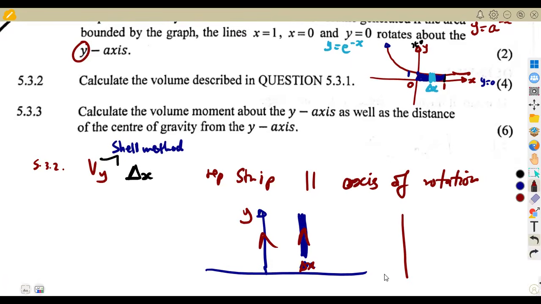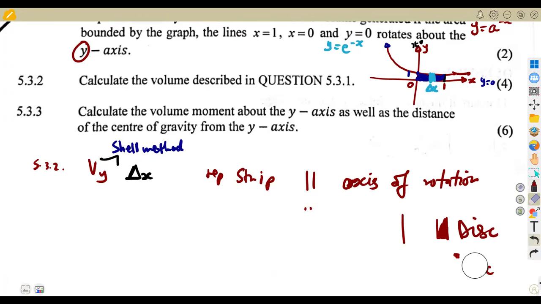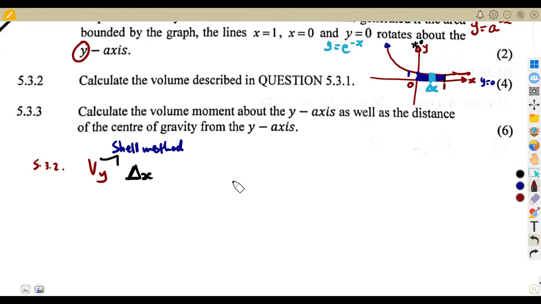But on a condition that your representative strip is this one, and they asked you to calculate the volume about the x-axis, meaning they are perpendicular to each other, you use the disk method. Here, you apply the shell. Or you just apply the idea that if these two do not correspond, to say this is y, this is x, you use the shell method. All right, which one is the shell method?